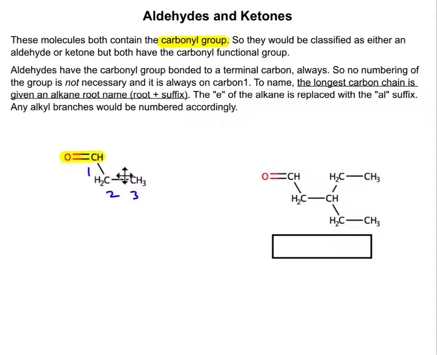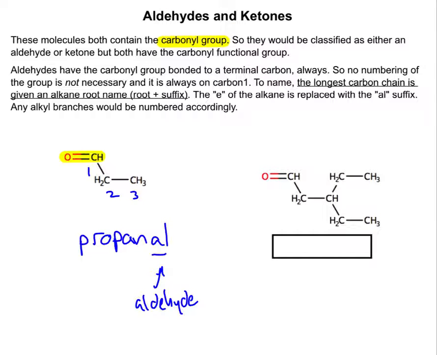So we name accordingly. 3 carbons, that is a propane molecule, so we add the propan, we remove the E of propane, and we add al for aldehyde. So al, aldehyde.